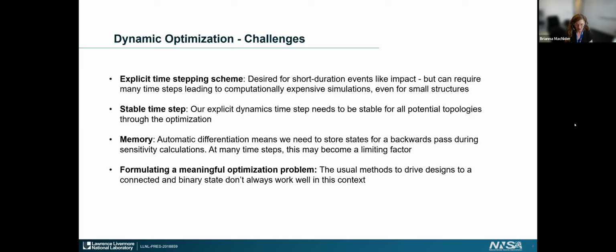And then finally, figuring out how to formulate a meaningful optimization problem for this setup. It seems like it should be pretty straightforward, but what we found is that the usual methods for density-based optimization problems to drive designs to something that's both connected and has a fairly binary material, no material representation. These usual methods don't usually work as well in the context of the type of problem we're solving here.